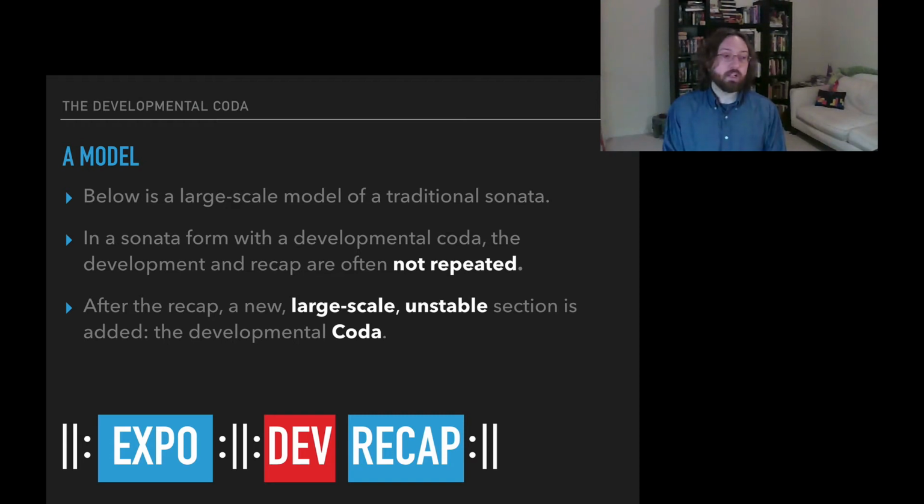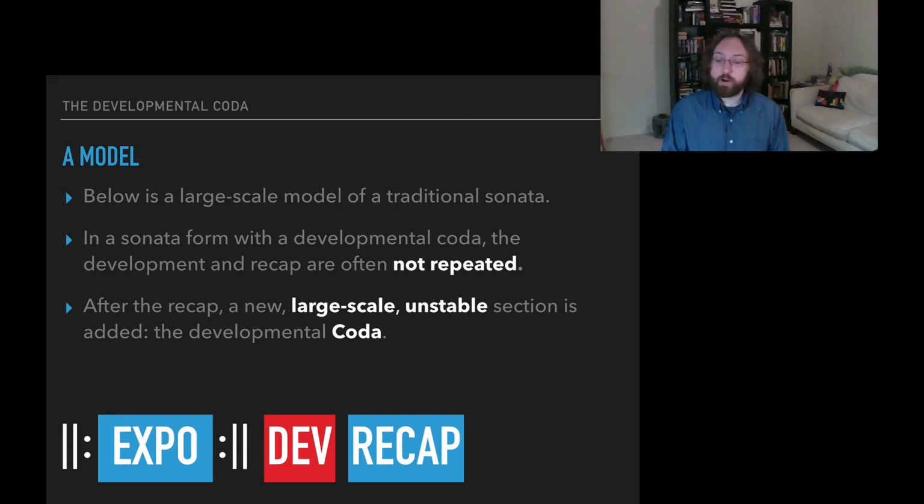Below, we see a large-scale model of the traditional sonata, with the exposition repeated and the development and recap repeated. In a sonata form with a developmental coda, the development and recap are often not repeated because the developmental coda is so long. So we'll take away those repeat signs. In this case, only the exposition will be repeated.